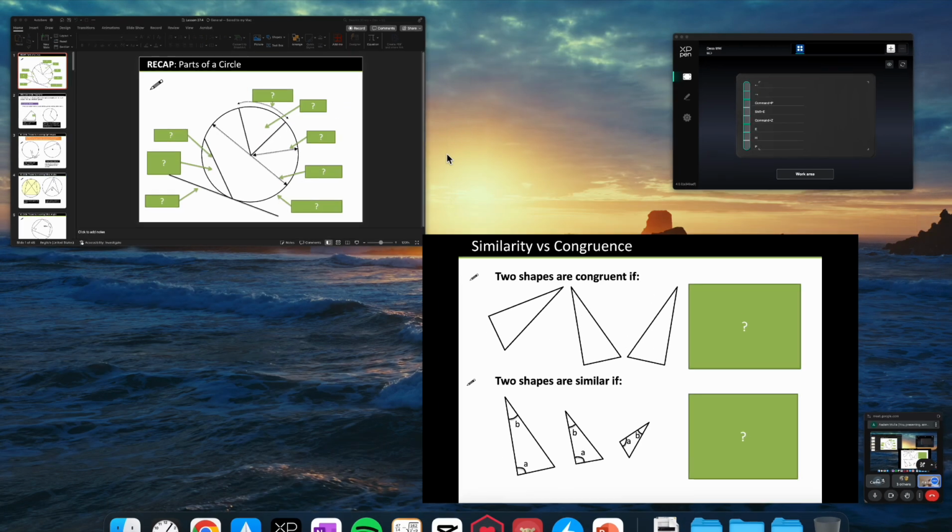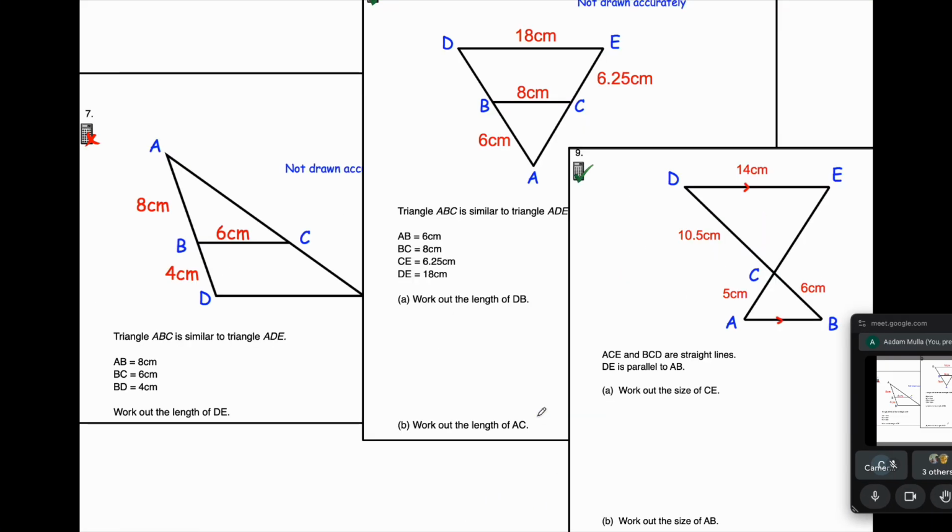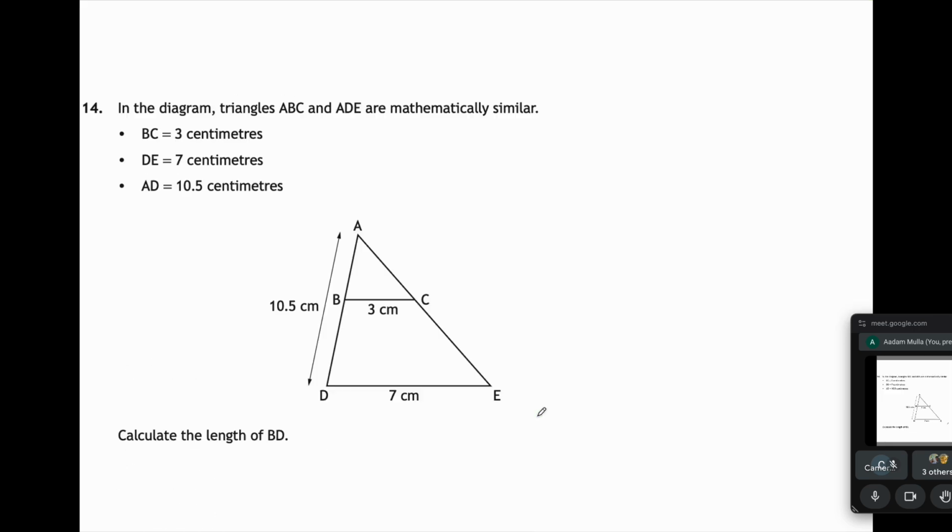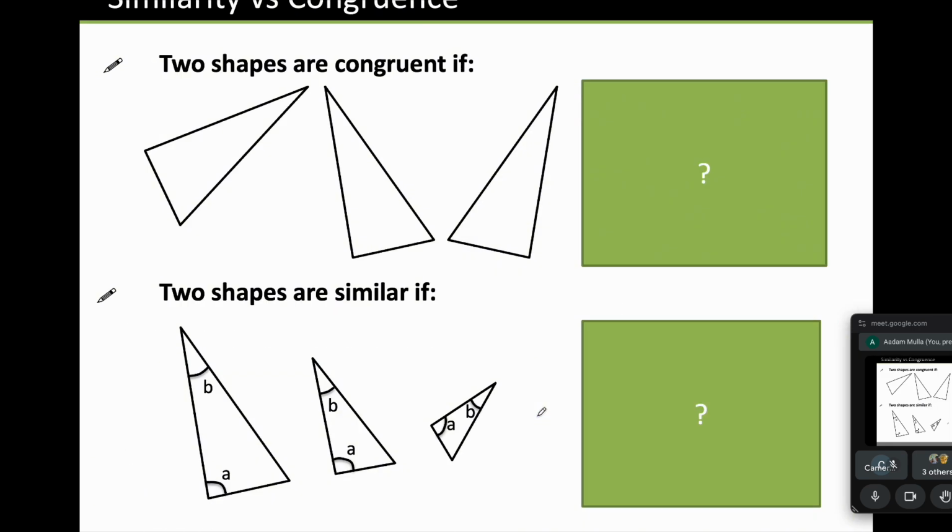Next thing that I want to talk about is, I think it was this question, which was answered quite poorly. I think only one person got it correct. So eventually I'll get onto that question, but we'll just build some knowledge up before we get there. So two shapes are congruent if they're exactly the same as each other. So all the sides of these triangles are the same and all the angles are the same.